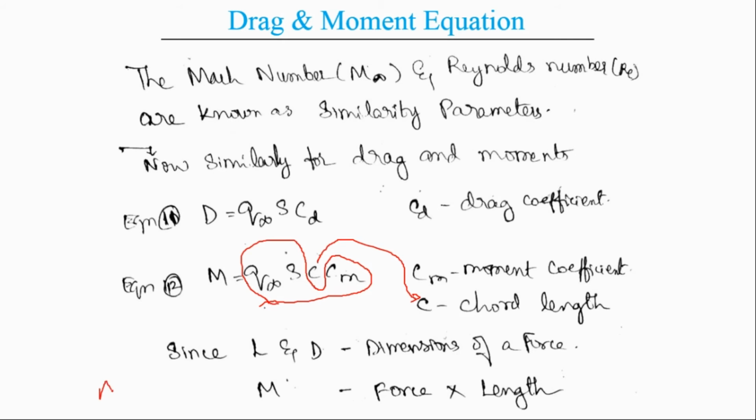For moment, the unit, which is easy to remember, is Newton meter. This is an SI unit. So the unit of moment is Newton meter, that is, it is a product of force and length.